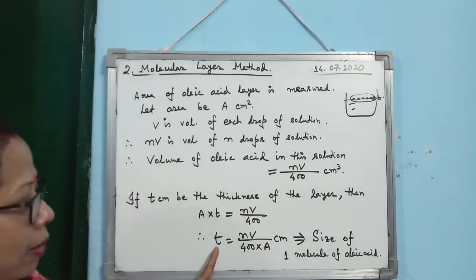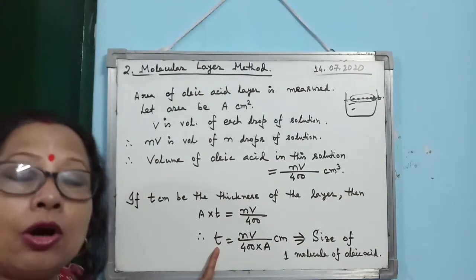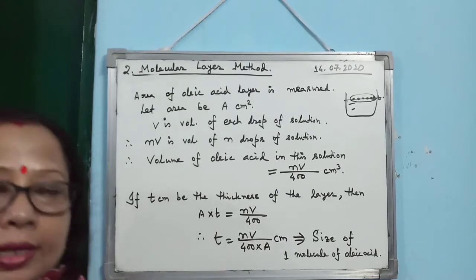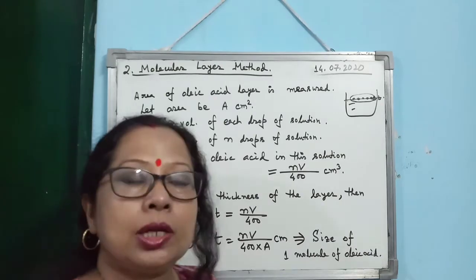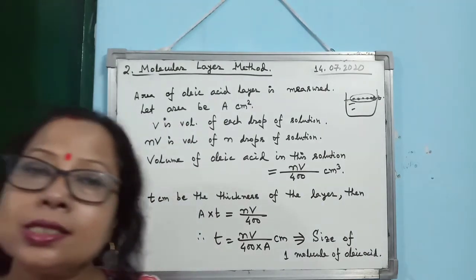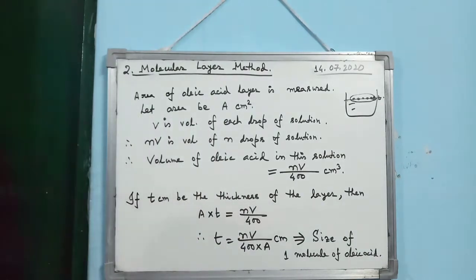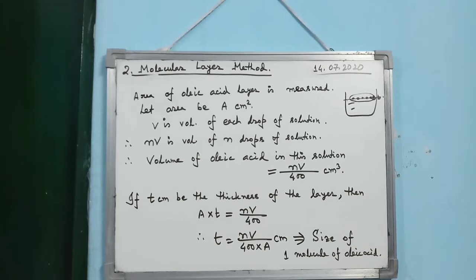So by measuring the thickness of the oleic acid layer formed on water, you can estimate the size of one molecule of oleic acid. So this is the way, by the molecular layer method, one can find out the size of a molecule.